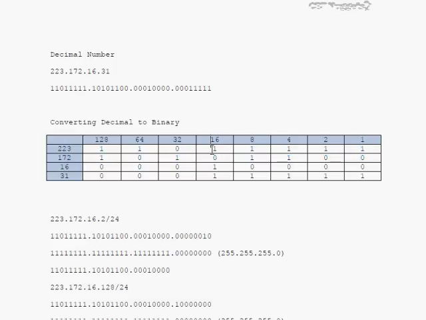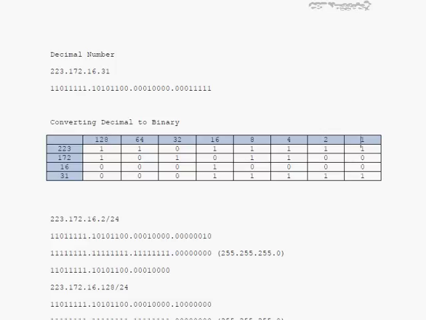My mouse keeps selecting too much, I'm sorry. And 16, and so on. So the way we would actually work with this is we would take each one of the bit positions that is turned on, 1, 2, 4, 8, 16, 64, and 128, and you add up all those numbers together.